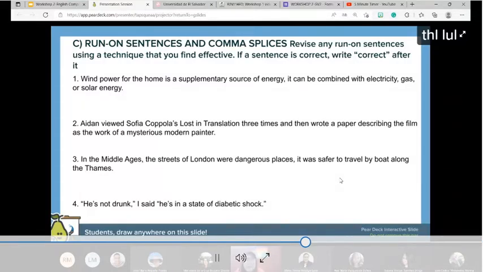And how can we fix it? Let's see if we have a choice. Use a semicolon after places. Semicolon. You will use a semicolon instead. Okay. Another suggestion? And delete it. Okay, in the Middle Ages, the streets of London were dangerous. So in that case, we need a coordinating conjunction, right? Semicolon, and we can add but it was safer to travel.